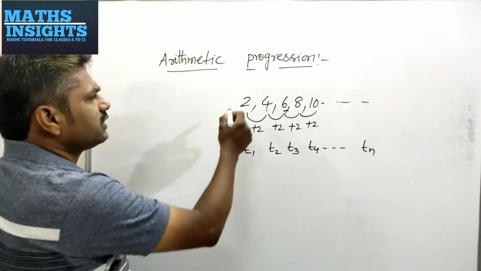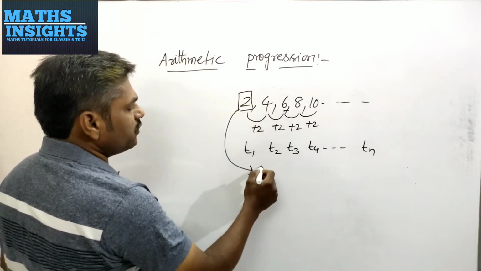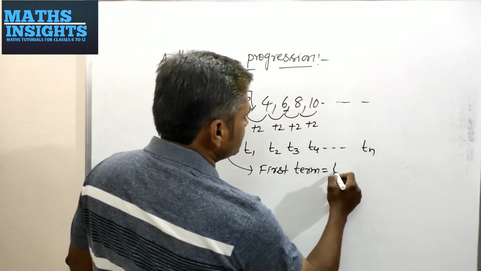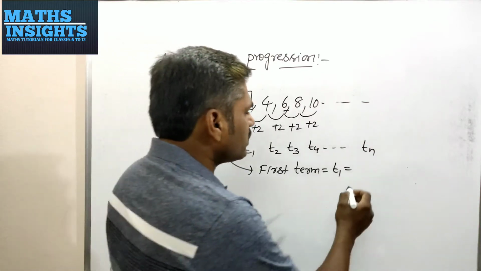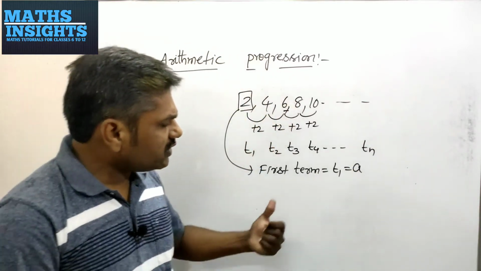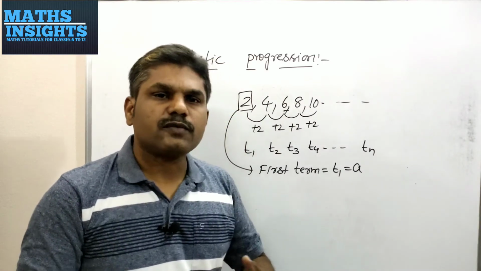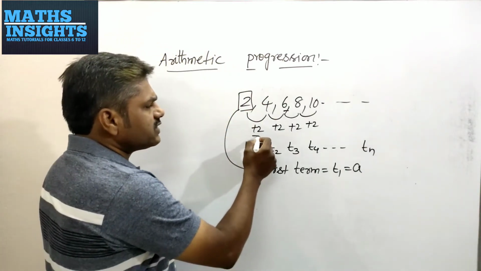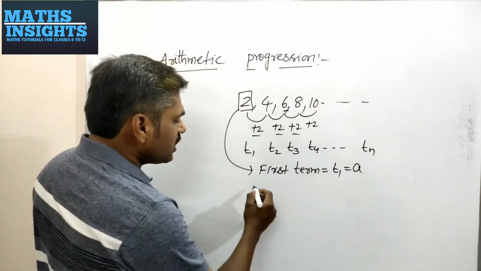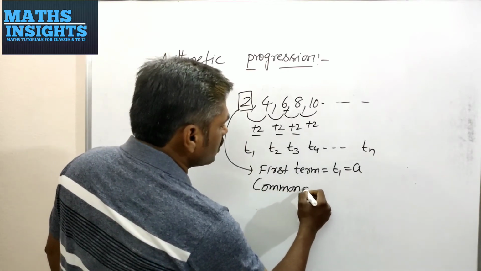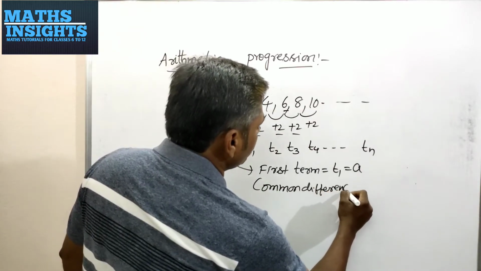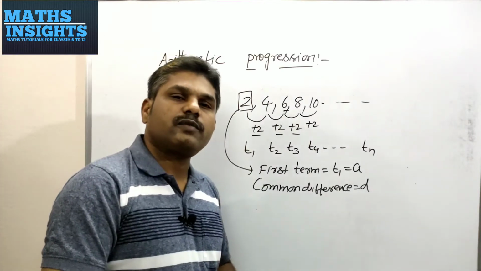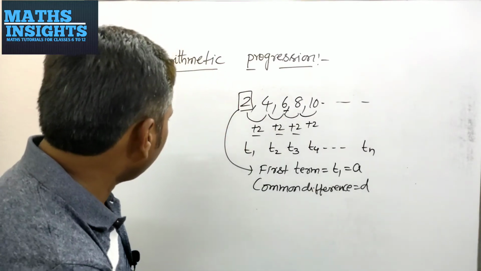And coming to this one, this first is called the first term of the progression, and you may represent it either with T1 or a. So wherever a is there, that is to be treated as the first term of the arithmetic progression. Now you are adding a fixed term. That fixed term is called the common difference. We will use the letter d to represent the common difference of the arithmetic progression. Now I will take another example.